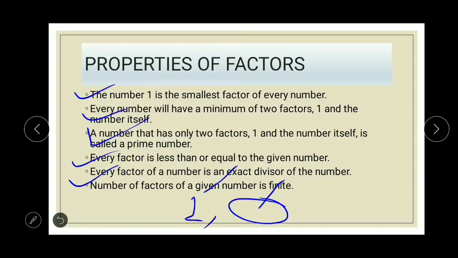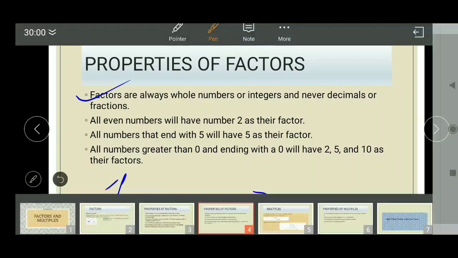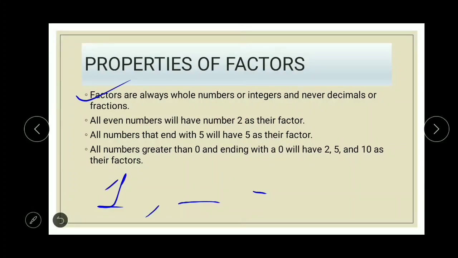The number of factors of a given number is finite. We always get a finite number of factors in case of finding factors. Finite number means those numbers which can be counted. Okay, properties of factors again. Factors are always whole numbers or integers and never decimals or fractions. It is very easy to see that all of the numbers which we are getting are whole numbers. Let's check the next one.